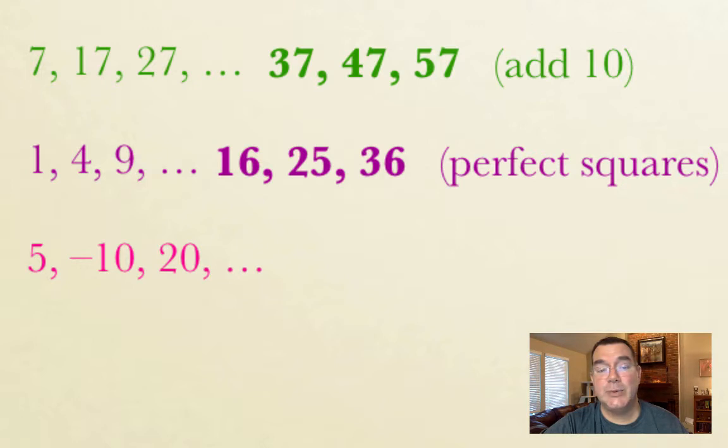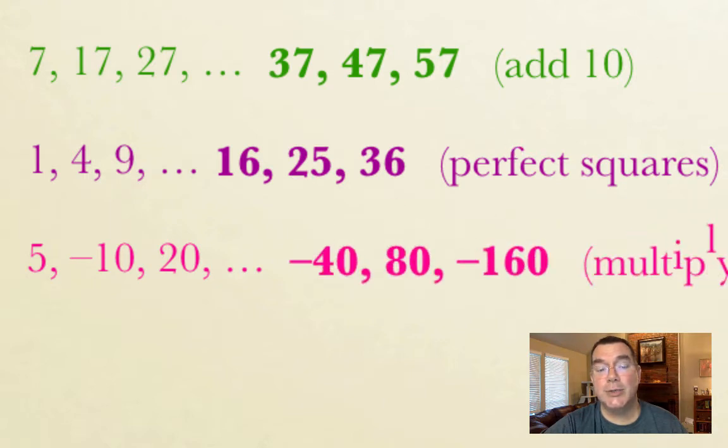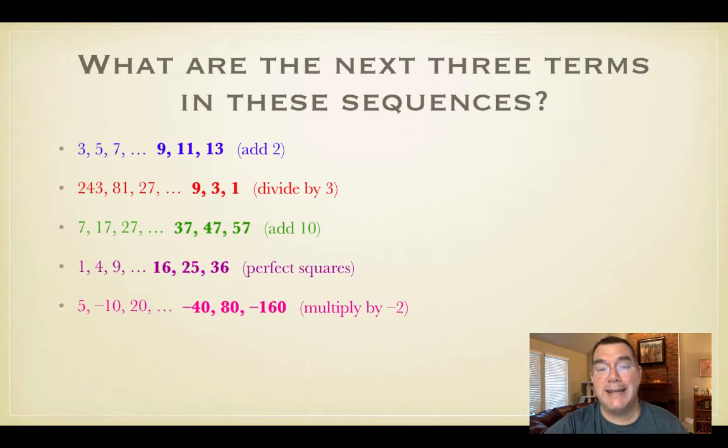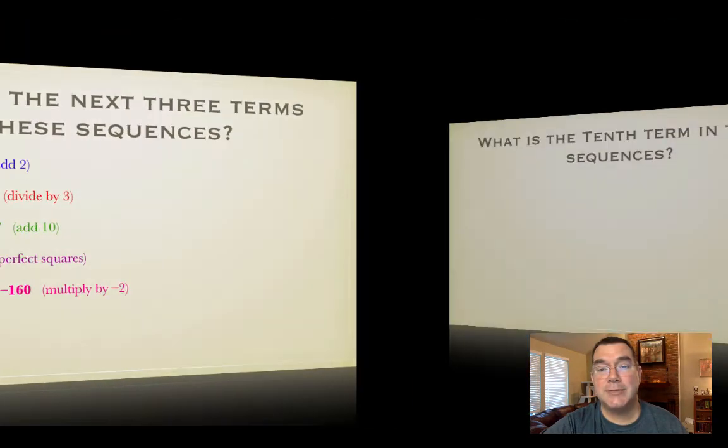Then in the last sequence, I've got 5, negative 10, and 20. And it looks like the number part of that gets doubled every time, multiplied by 2. But it also looks like the signs are alternating between positive and negative back to positive again. So I'm multiplying by negative 2 to get from one term to the next. That means the sequence will continue with negative 40, positive 80, and negative 160. All right, so that's how those types of questions work.